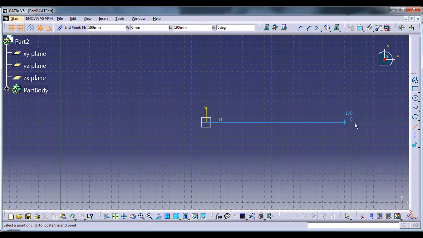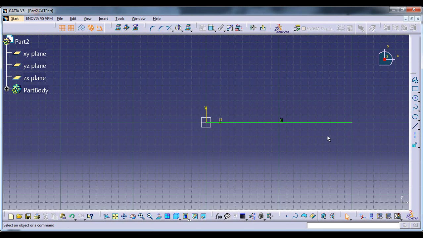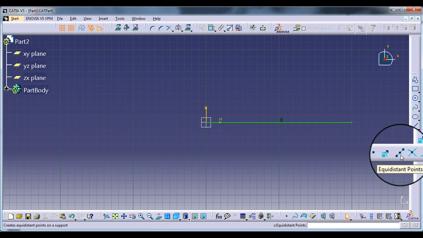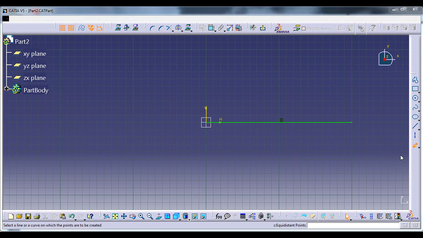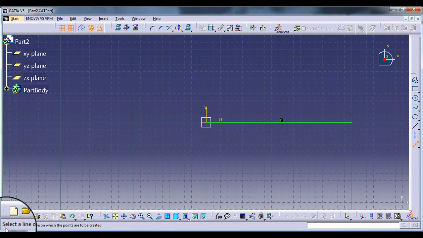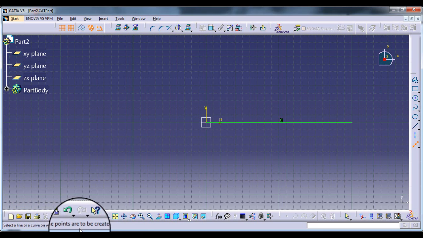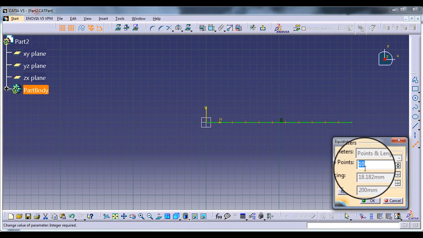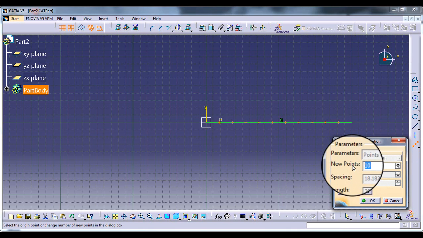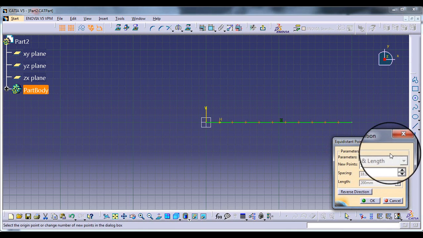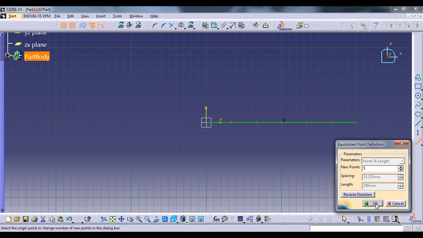Consider that we have a line, and if we want to plot points on this line such that they are equidistant from each other, then we just need to select the equidistant points command. The instruction appears here: select a line or a curve on which the points are to be created. So we will select this line, and we need to enter the number of points that we want. I will enter 5 points, and I will just click on this OK button.